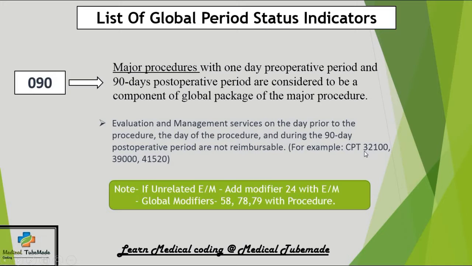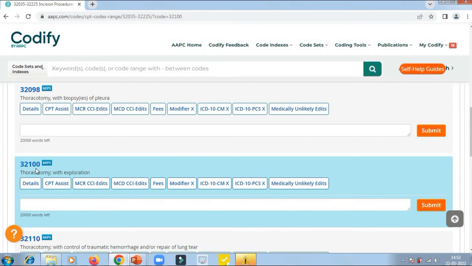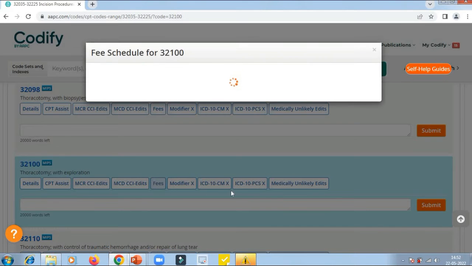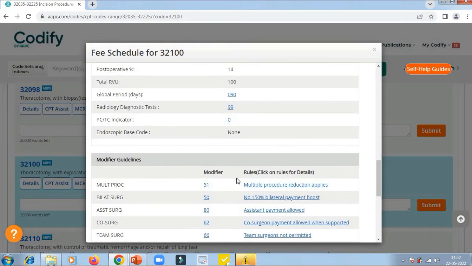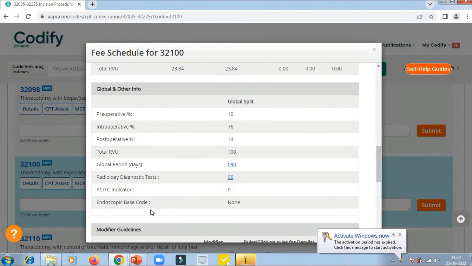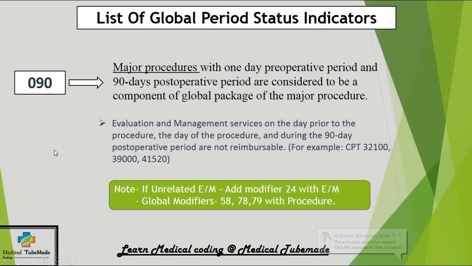For example, CPTs 32100, 39000 and 41 are 90 days global period CPTs. This is just an example, but you can find many CPTs under the 90 days global period. Here, see 32100, thoracotomy with exploration. If you check the global period, you will get 90 days. Suppose a thoracotomy is performed on the 1st of January, then for the next 90 days the patient will be in the global period for this CPT. If the patient comes back to the same physician during the post-operative period for a reason related to the thoracotomy, it is considered part of the global package of a major procedure.